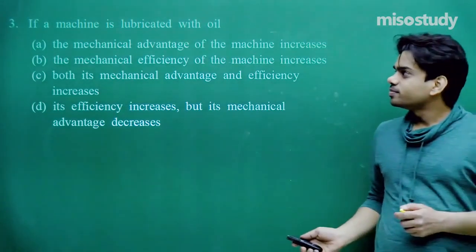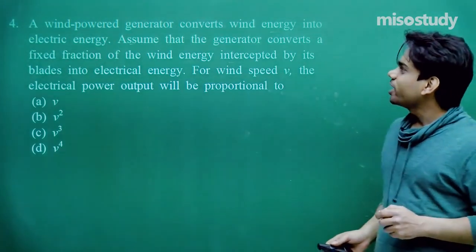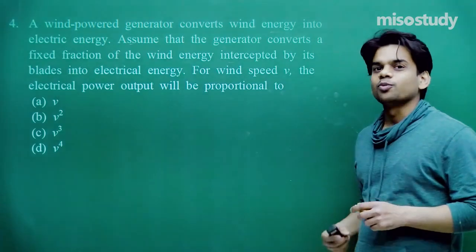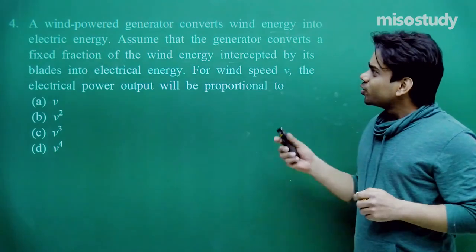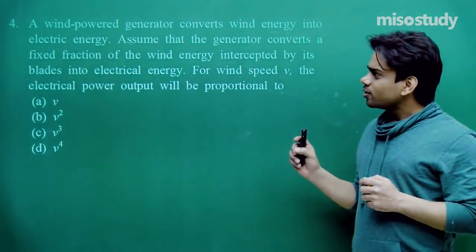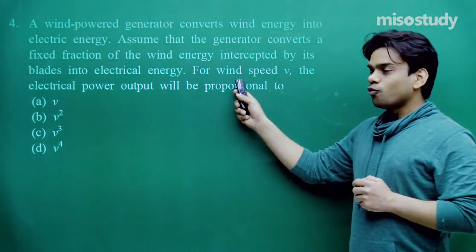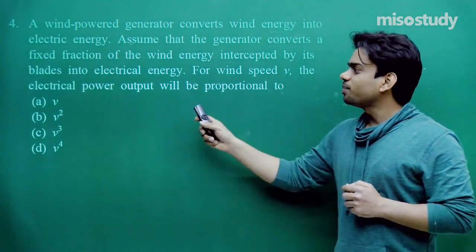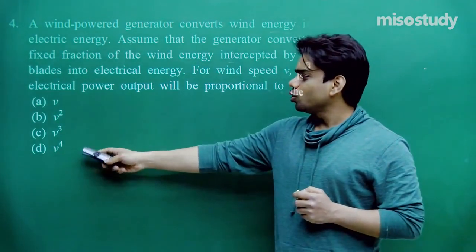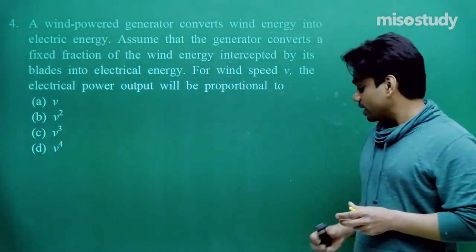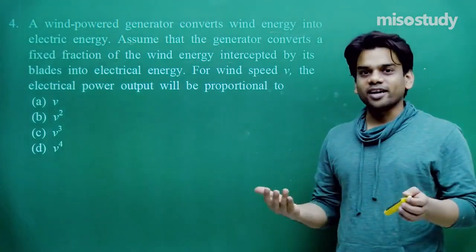Next one we have, the fourth one. A wind power generator converts wind energy into electrical energy. You must know wind vanes, which convert wind energy into electrical energy. Assume that the generator converts a fixed fraction of the wind energy intercepted by its blade into electric energy. For wind speed V, the electric power output will be proportional to: A, V; B, V square; C, V cube; D, V power 4. Now you see here, first of all, it says that some part of the wind energy is converted into electric energy.